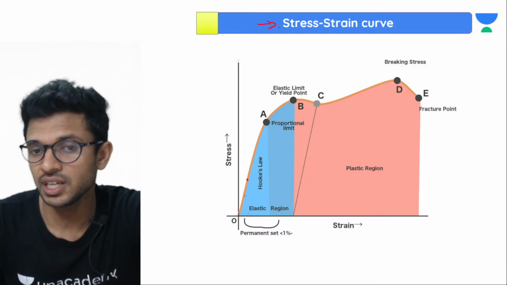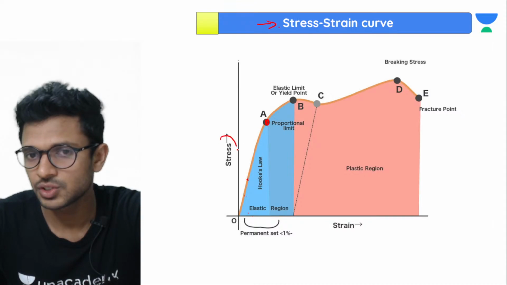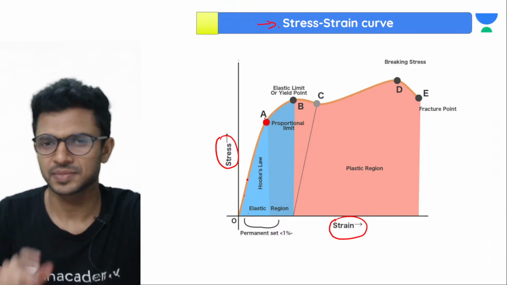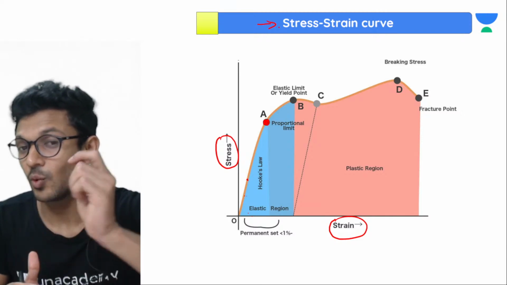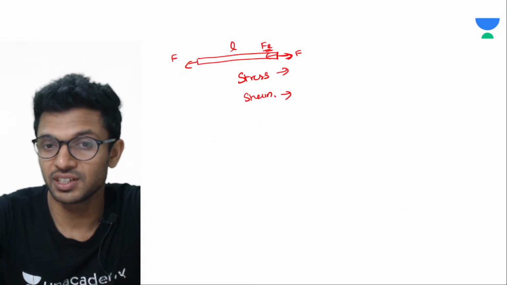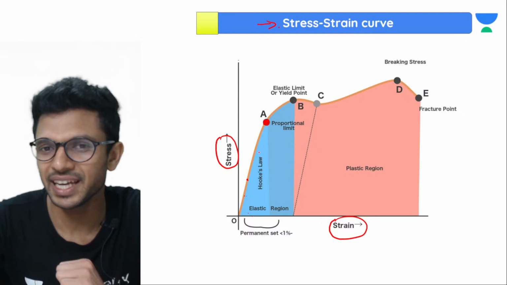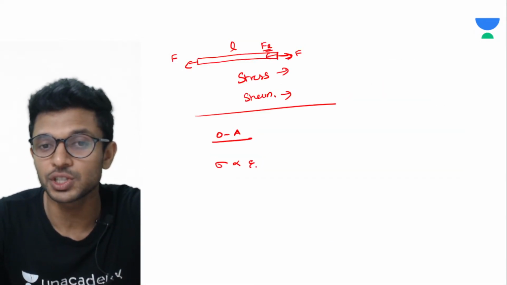Initially when the stress and the strain were plotted in this particular graph, what did you obtain? You can see that a straight line was obtained between the stress and the strain. Stress is plotted on the y-axis, strain is plotted on the x-axis. So it is a straight line till the point A. If there is a straight line between stress and strain, what can you tell about the curve from O to A? From O to A, the stress value is directly proportional to strain.